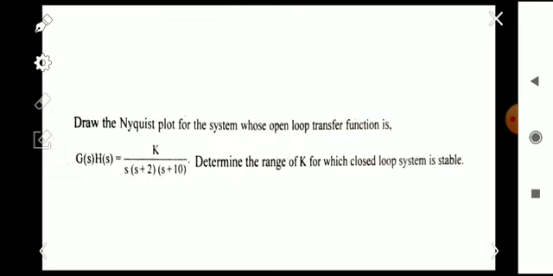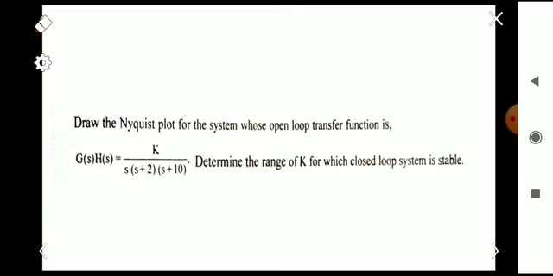And this is the first question. Draw the Nyquist plot of the system whose open loop transfer function is G(s)H(s) equal to K by s(s+2)(s+10), and determine the range of K for which the closed loop system is stable. So we have to find the stability range of K also here.